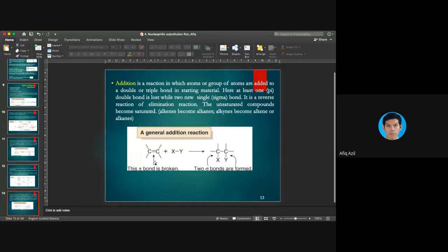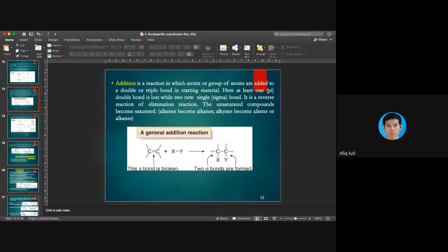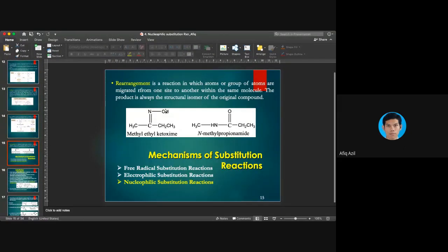Addition, you add back. So nak tambah balik. For example, like this one, you have C double bond C. You want to add the reagent back to these two carbons. So one pi bond will be broken, and two sigma bonds will be formed. Hence you will get your product. And the last type of reaction is the rearrangement.